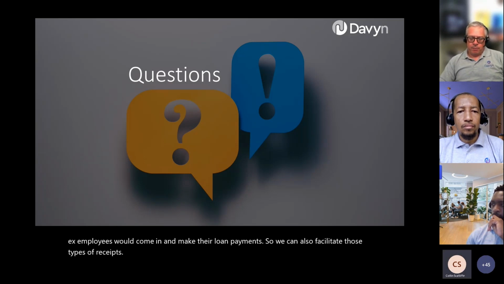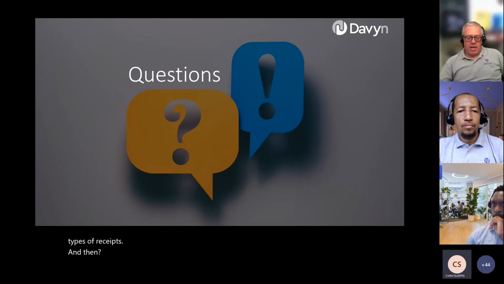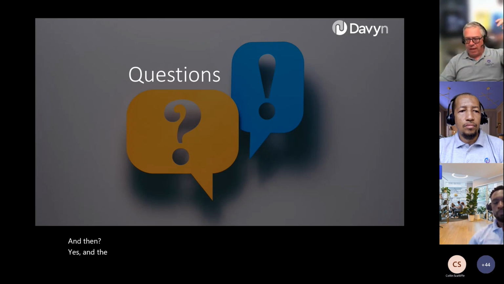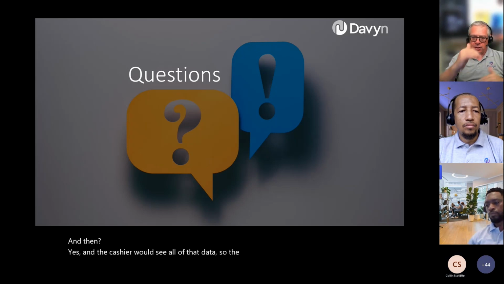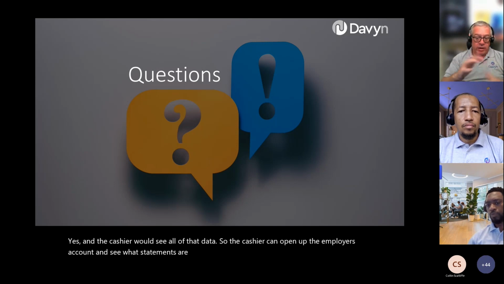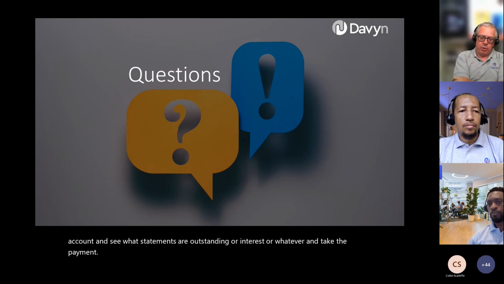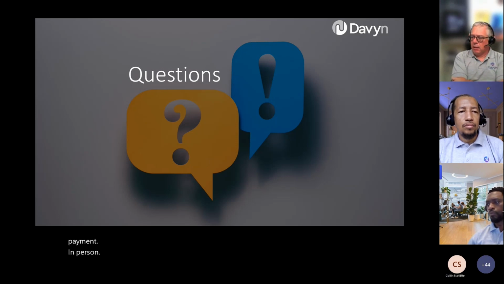So the employer can submit their forms online, and then when they get to the office, they pay the correct amount. The cashier would see all of that data. The cashier can open up the employer's account and see what statements are outstanding, or interest, or whatever, and take the payment in person. Okay, perfect. Thank you.